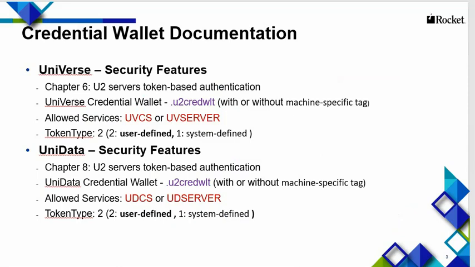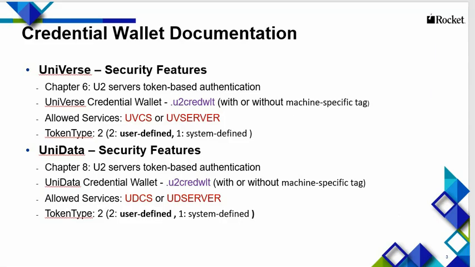You can find the documentation in the security feature on the Universe and Unidata menu set. On Universe it will be in chapter 6. On Unidata it will be chapter 8. When you create a credential wallet, the name will be called .u2CREDWLT. On Universe it will be in the UV home directory. On Unidata it will be created in the sys folder.